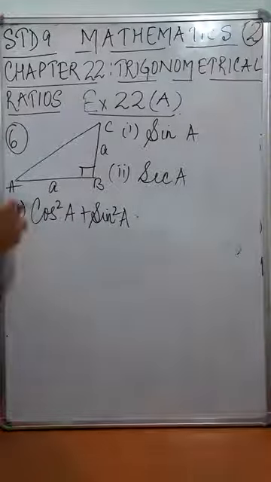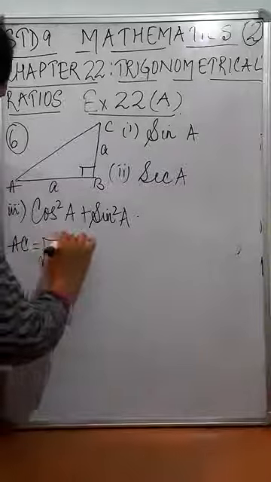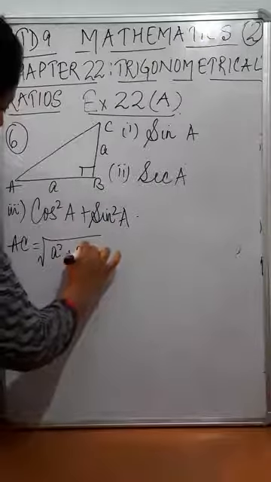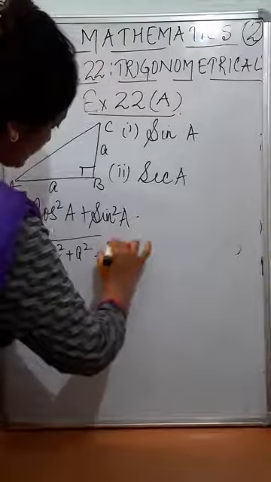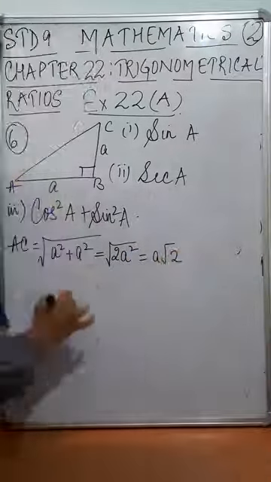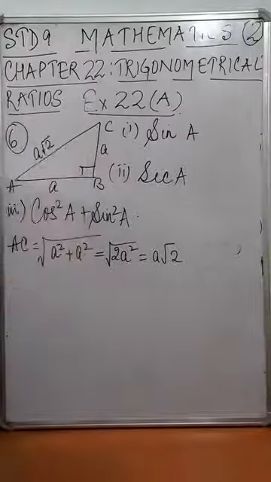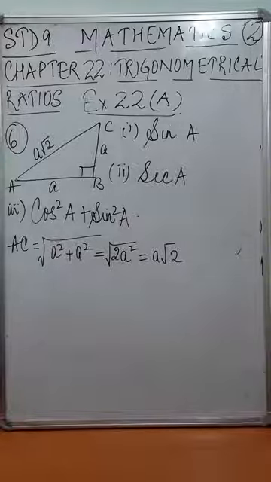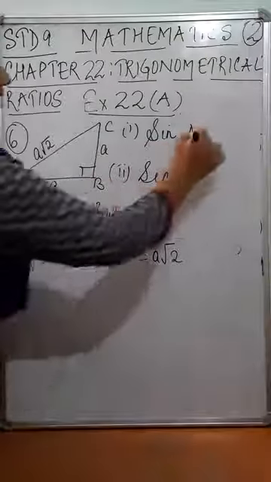Now, we are to find AC first. AC according to Pythagoras theorem will be square root of A square plus A square, which is equal to 2A square under the square root, that is A root 2. Therefore, I write this as A root 2. So, we have got all the 3 sides now. We can find the ratios which are asked.